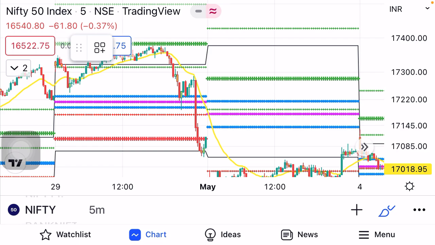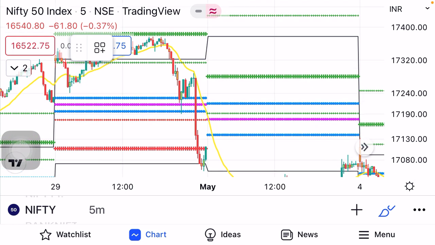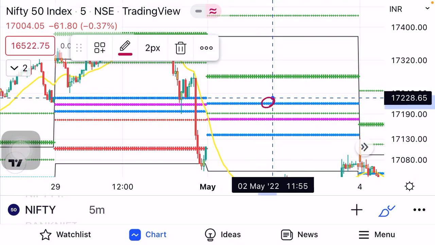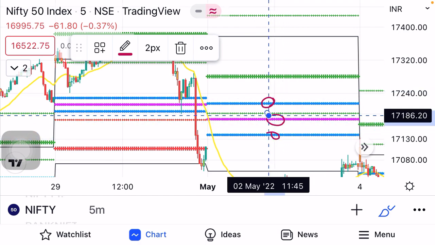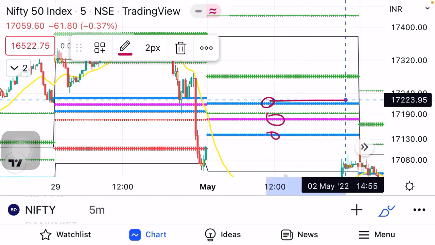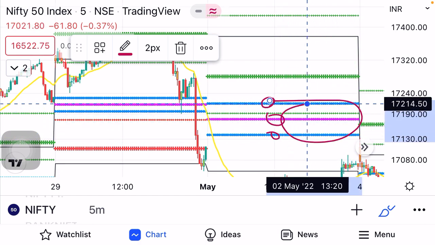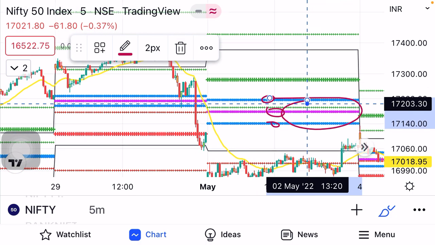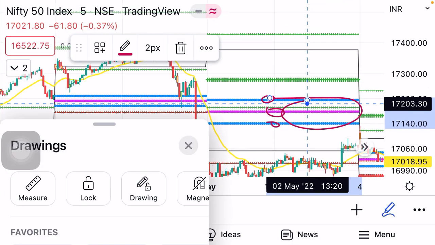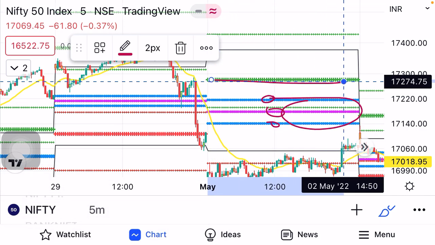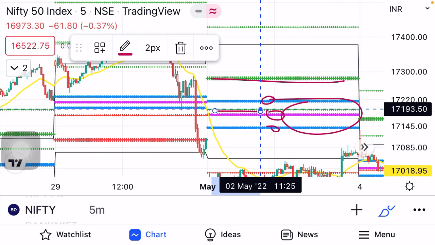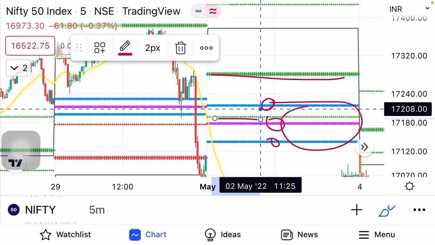So here, if you observe, this is top CPR and this is bottom CPR and this is central CPR. So this blue line with pink line is the CPR range, and the thick line is the H4, and this is H3, that is this green line.